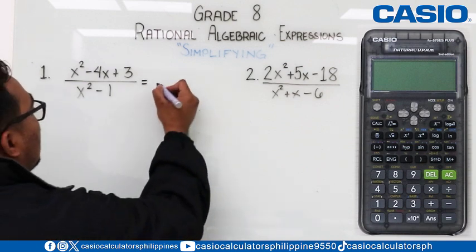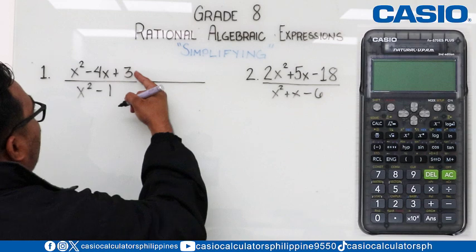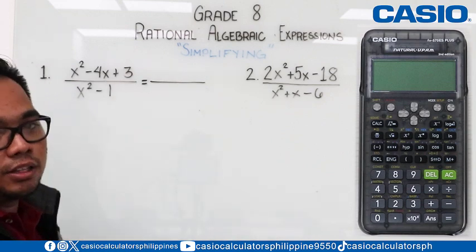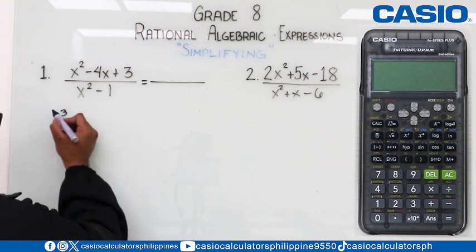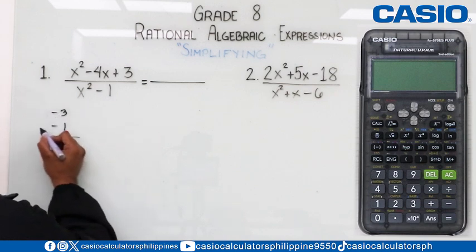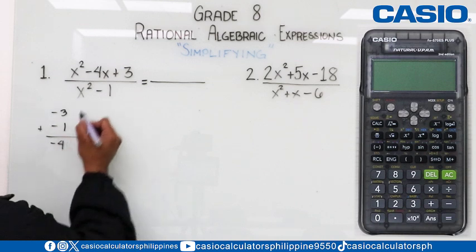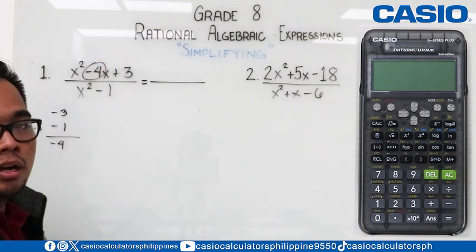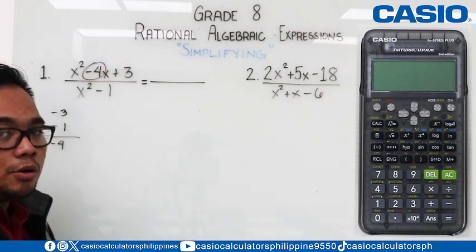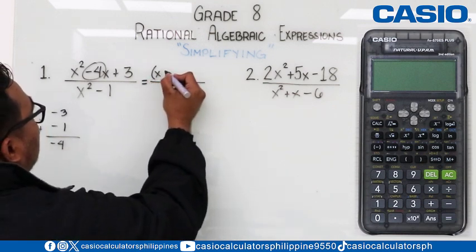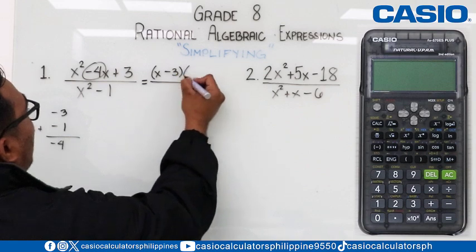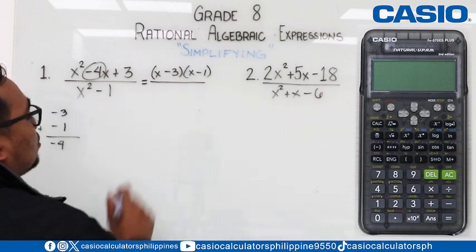If we try to find factors of 3, we get 3 and 1. If we put a negative on each and add both, we get negative 4, which is the numerical coefficient of our middle term. Therefore, the factors are x minus 3 times x minus 1.